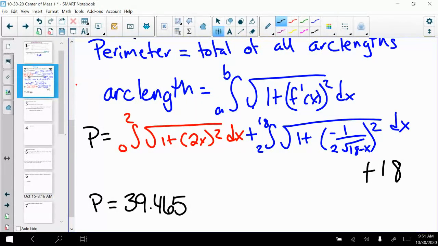So a little review on arc length and perimeter that's coming up on our test. Remember, our test is a week from today.